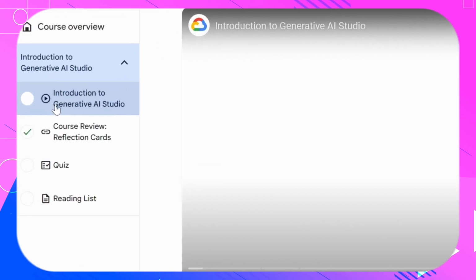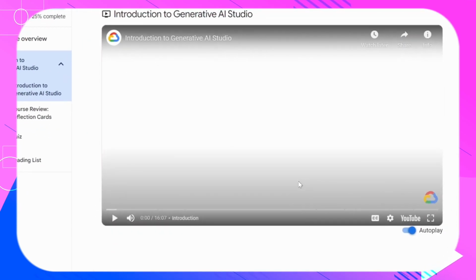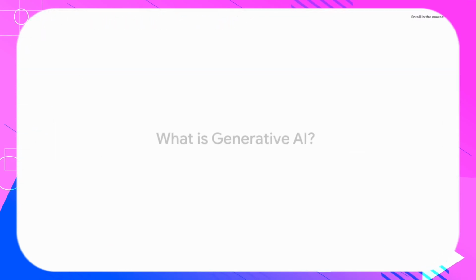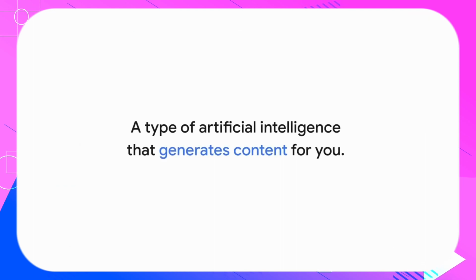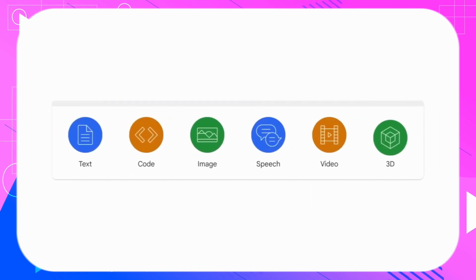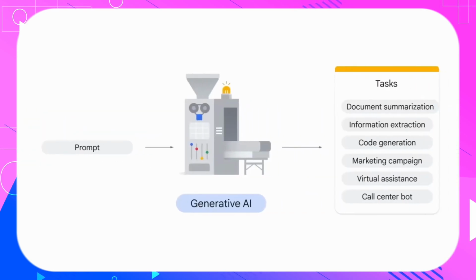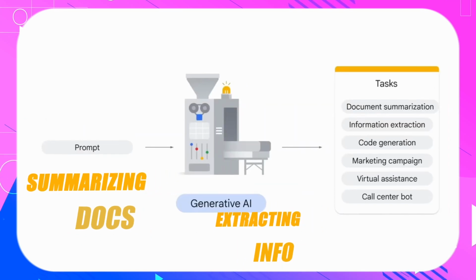Once you're in, it's like a whole buffet of knowledge. Videos, reflections, quizzes, and even a reading list. They've got it all. The video kicks off explaining generative AI, which is basically artificial intelligence that creates content for you. And get this, it can be anything from text and images to audio and videos. So if you throw a prompt at it, generative AI can do cool things like summarizing docs, extracting info, or even generating code.